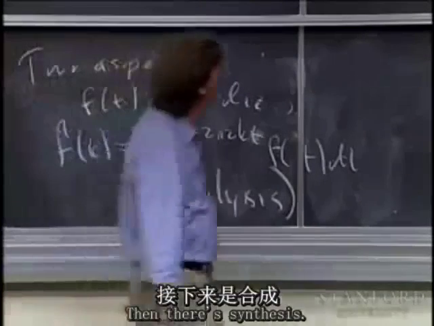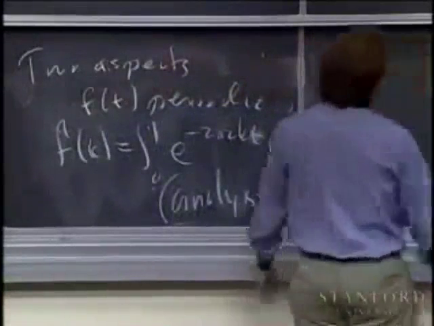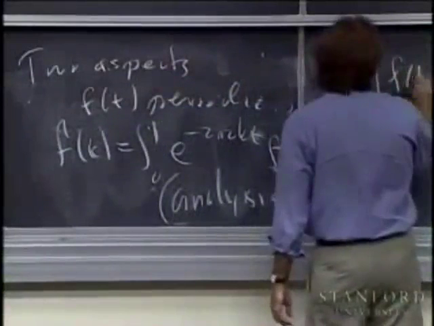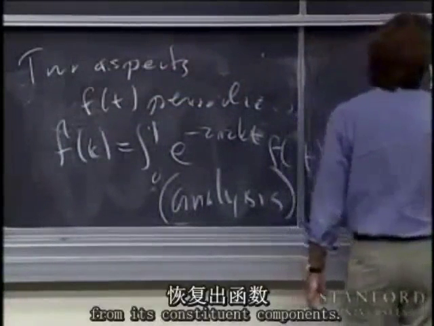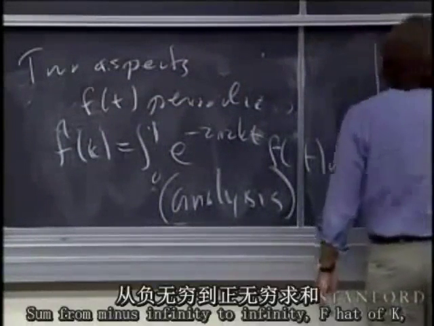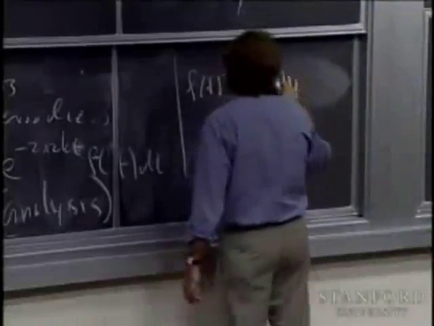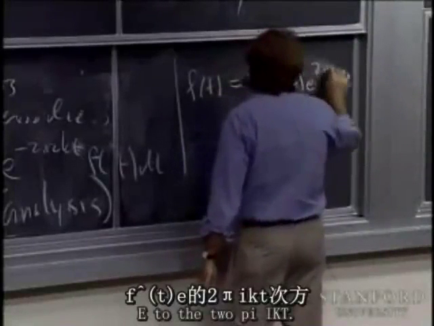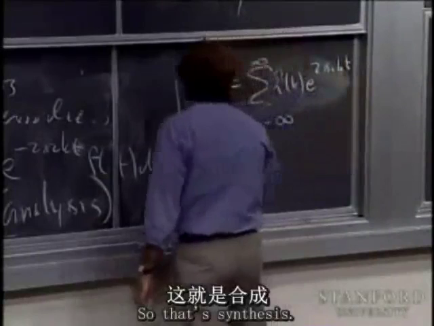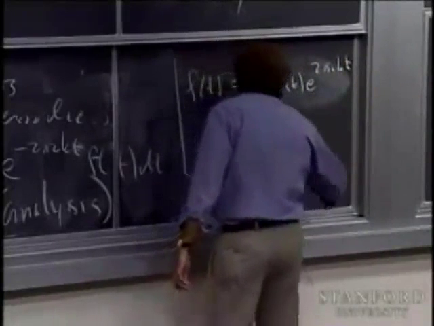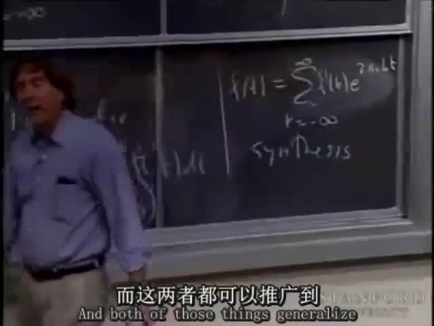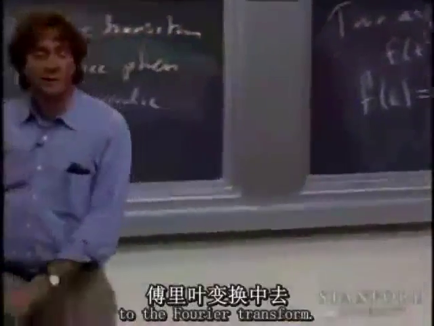Then there's synthesis. The synthesis is writing the series, recovering the function from its constituent components: the sum from minus infinity to infinity of f hat of k times e to the 2 pi i k t. So that's synthesis. And both of those things generalize to the Fourier transform.